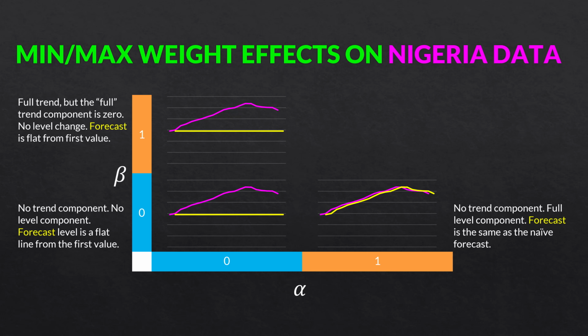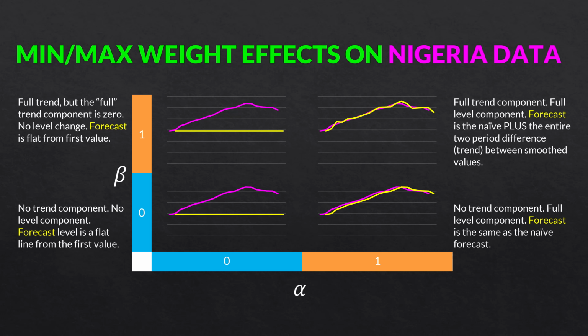Now when alpha equals 1 and beta equals 0, there is no trend component, beta is 0, but we have the full level component. So the forecast is the same as the naive forecast. And you can see that the yellow line is just the pink line shifted forward one period in time.